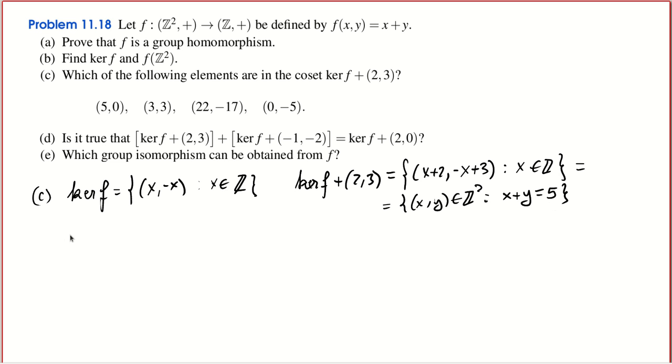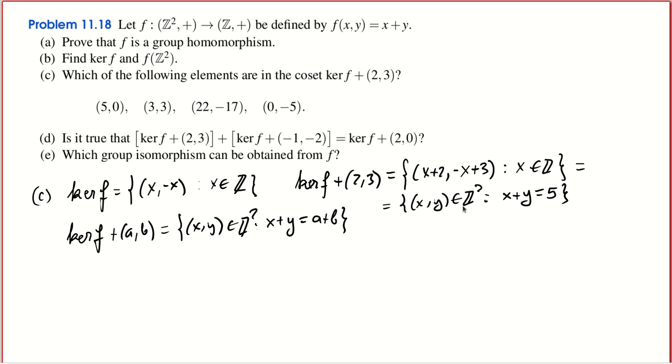So in general, the kernel plus (a, b) will be the set of pairs in Z² where the sum is equal to a plus b, right? That's generally how we describe a coset of this kernel. So in this particular case, it is this one.